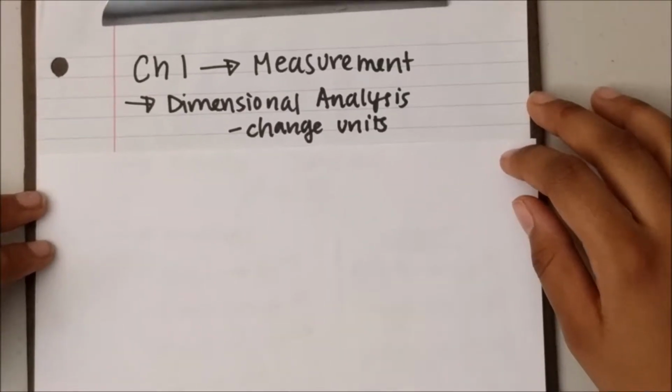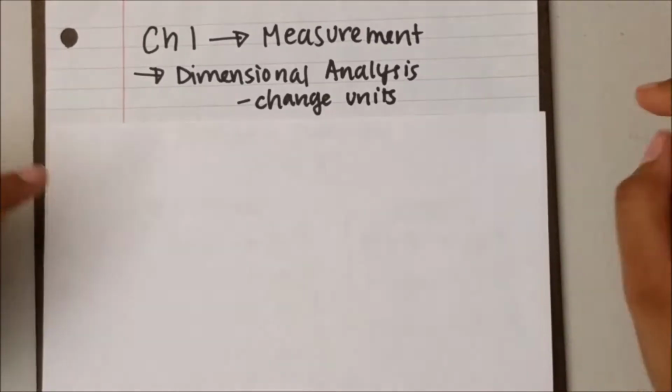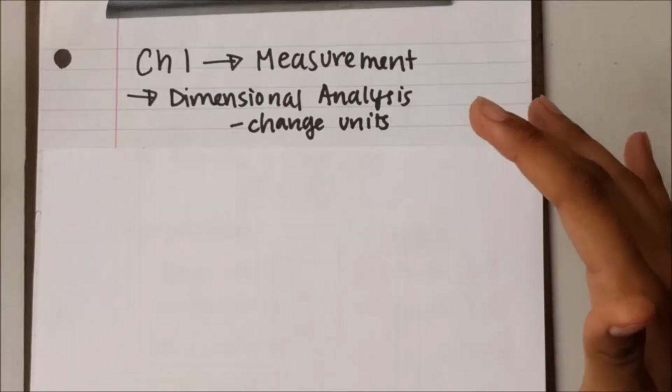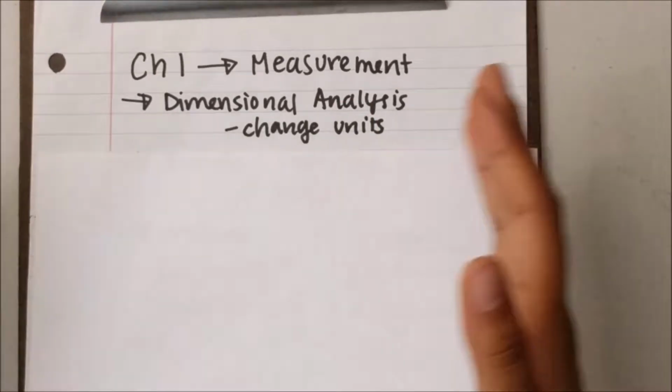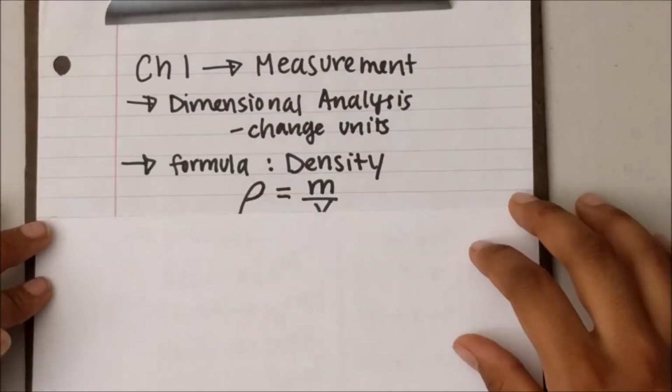The main part about dimensional analysis is to learn how to change units of time, length, mass, any units of measurement, and being able to convert between types of SI units and into the US system.